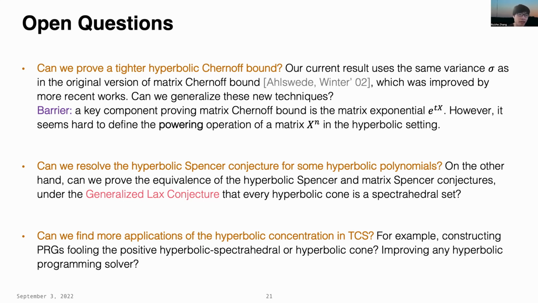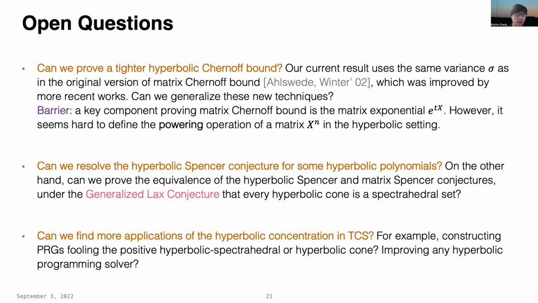Another open question is, can we resolve the hyperbolic Spencer conjecture for some hyperbolic polynomials? There might be some hyperbolic polynomials where the hyperbolic Spencer conjecture is much easier than proving the matrix Spencer conjecture. On the other hand, it's also interesting to prove the equivalence of the hyperbolic Spencer and matrix Spencer conjectures under the so-called generalized Lax conjecture, which says that for every hyperbolic polynomial, its hyperbolic cone is a spectrahedral set.